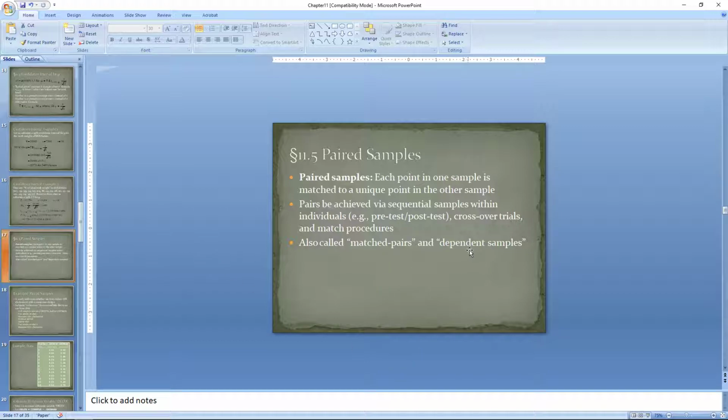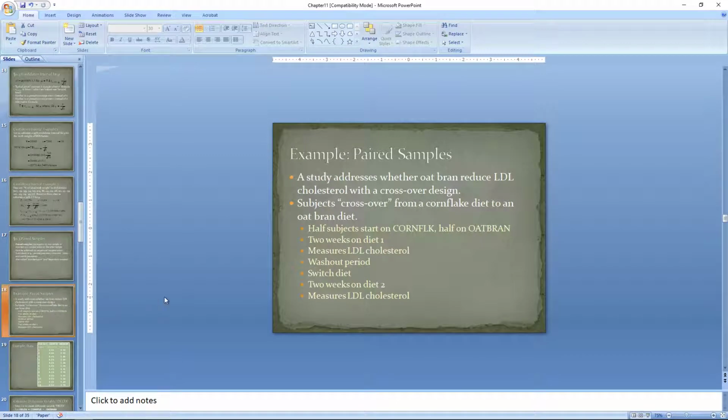Or also we can call them dependent samples. So matched pair or dependent samples, either one is applicable. An example of matched pair: in this one the book talks about whether oat bran can reduce LDL cholesterol with a crossover design. So subjects cross over from a cornflake diet to an oat bran diet. Half the subjects start on cornflakes and the other half are on oat bran.